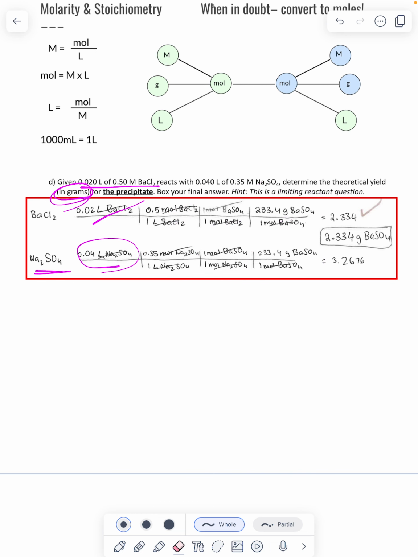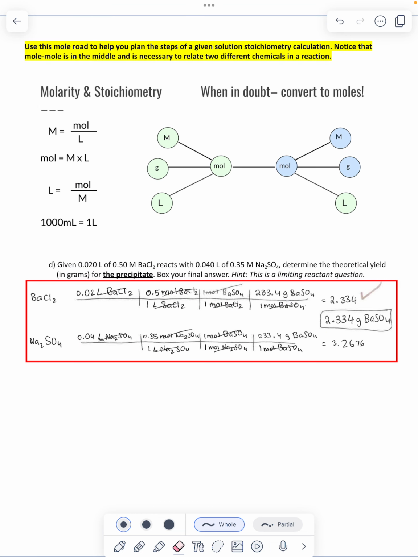So your final step for these is to look and see which thing is going to run out first. The one that runs out first is the one that makes the least amount of product. So once I make 2.33 grams of that solid, I am then going to be out of my barium chloride. So I'm limited in the amount of product I can make by my amount of barium chloride, which is going to run out.